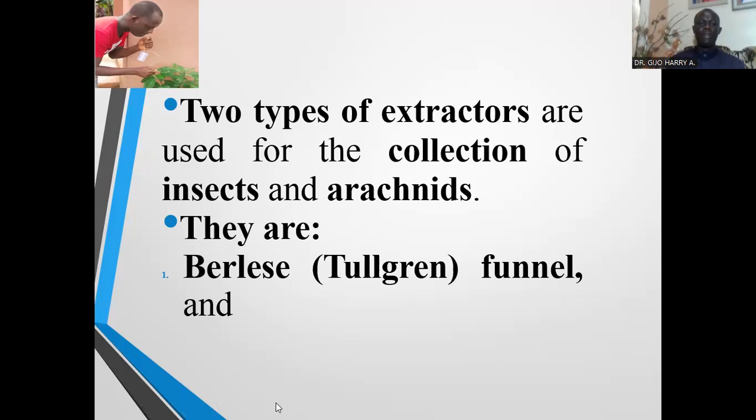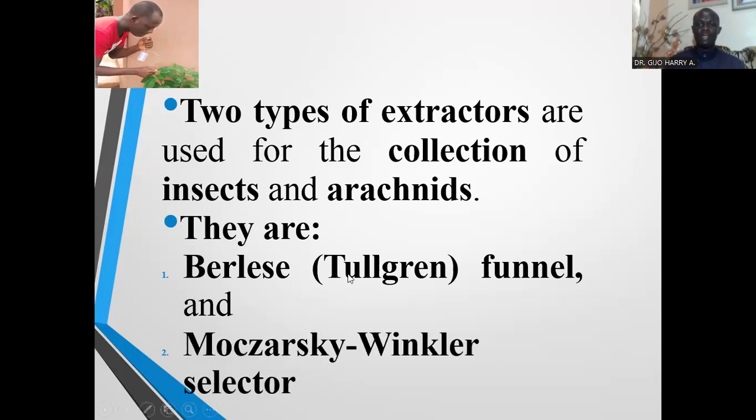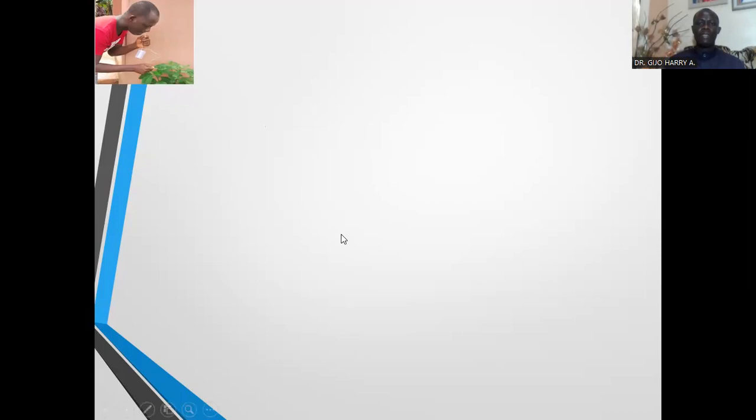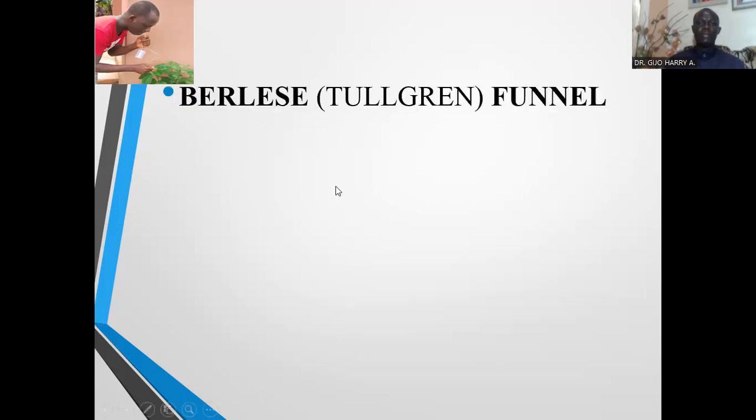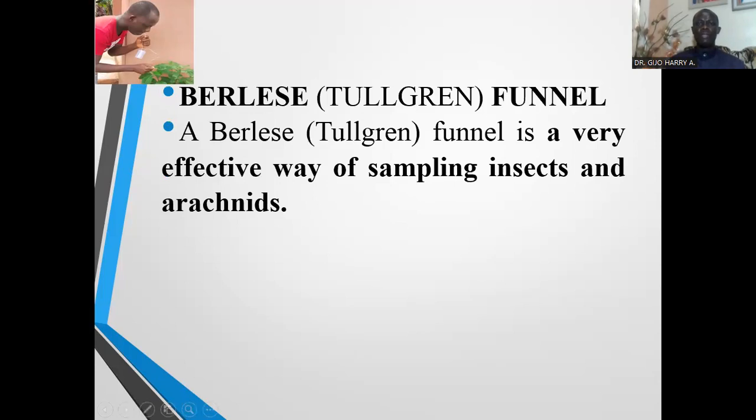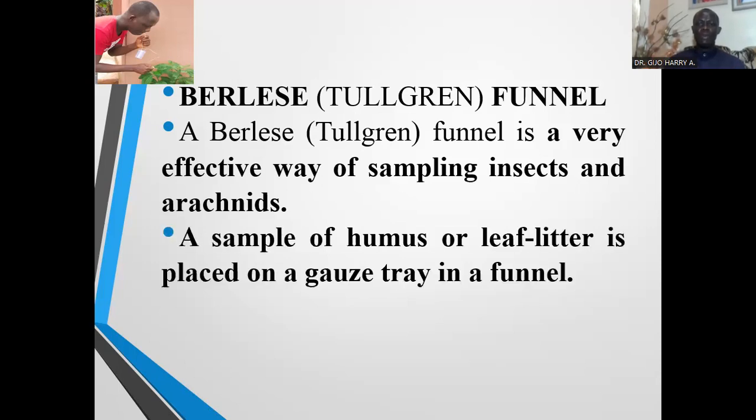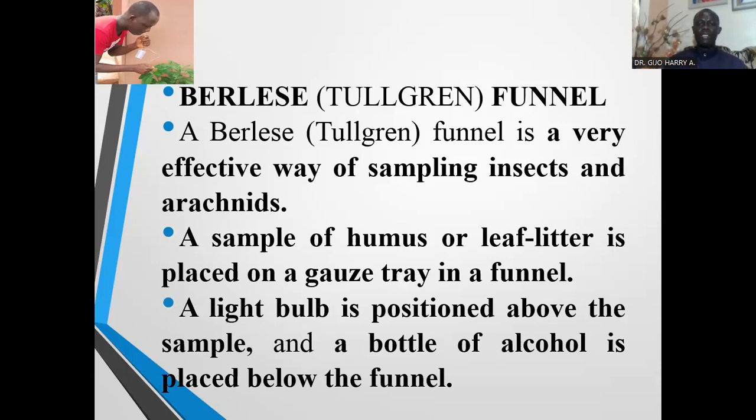The two extractors are, one, the use of the Berlese or Tullgren funnel, and two, the Moczarski-Winkler extractor. Now I want to look at the use of the Berlese or Tullgren funnel. A Berlese or Tullgren funnel is a very effective way of sampling insects and arachnids. A sample of humus or leaf litter is placed on a gauze tray in a funnel. A bulb is positioned above the sample, and a bottle of alcohol is placed below the funnel.